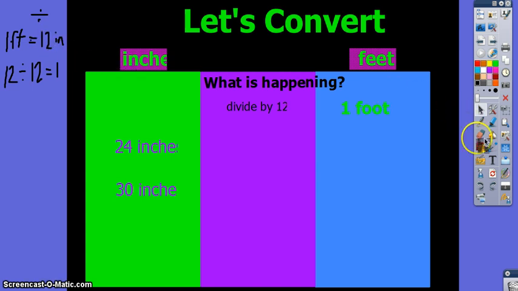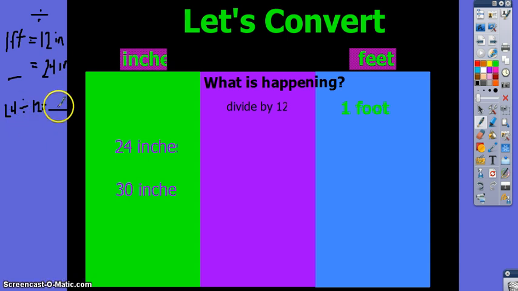Okay, so using the same formula right here, I have 24 inches, and I want to know how many feet that is. Okay, so I'm going to divide these two numbers right here to figure out my feet. So 24 divided by 12 equals blank.